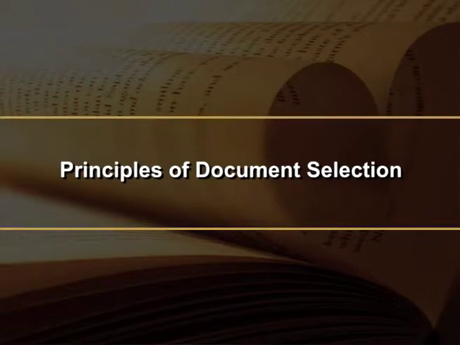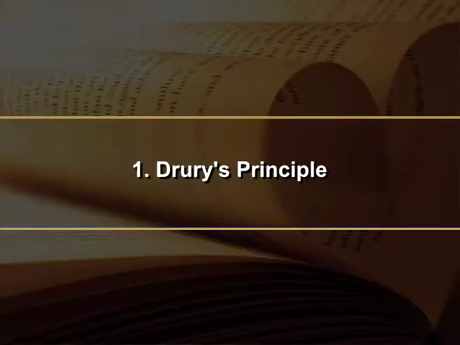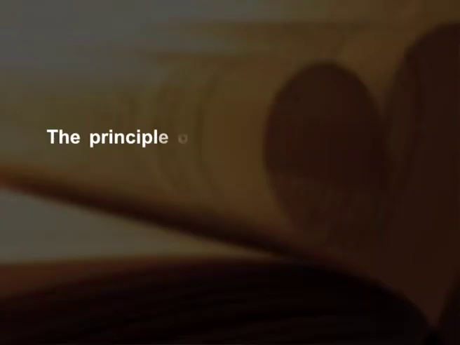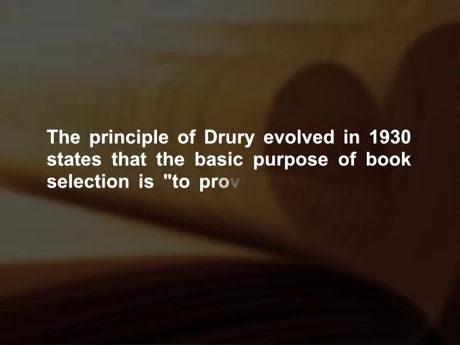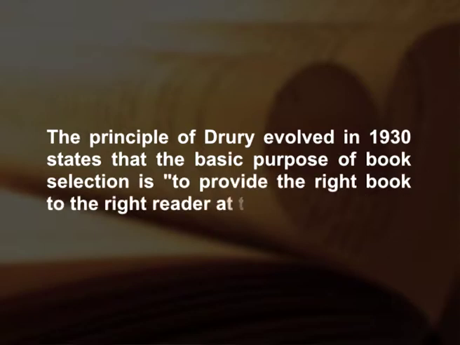Principles of document selection. Library professionals out of their experience have evolved a number of principles over a period of time. Though they evolved in the context of book selection, they are equally applicable to the selection of all types of documents. A few of the principles are given below. The first principle is Drury's principle. The principle of Drury, evolved in 1930, states that the basic purpose of book selection is to provide the right book to the right reader at the right time.